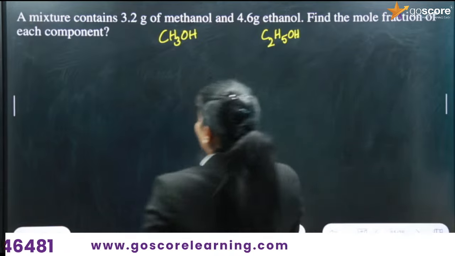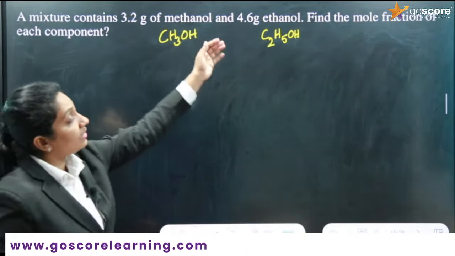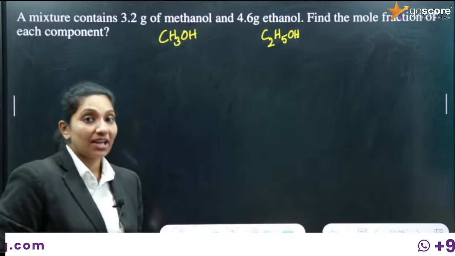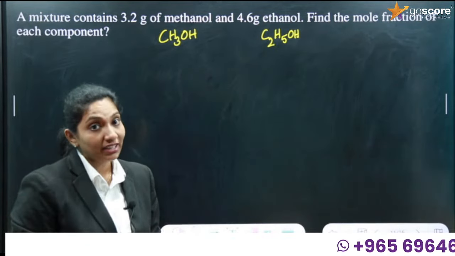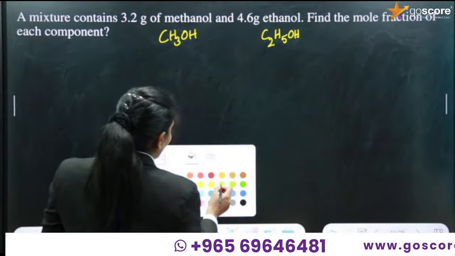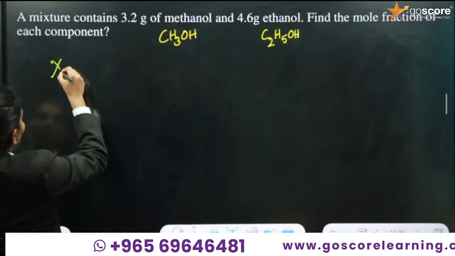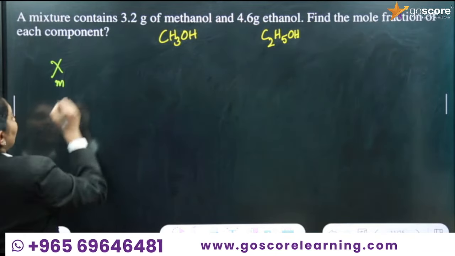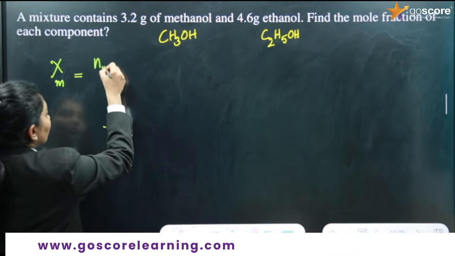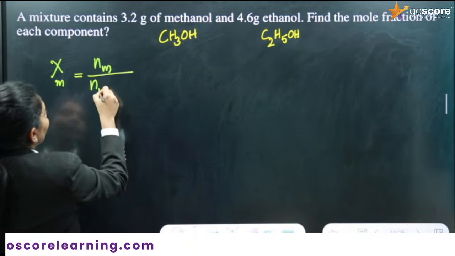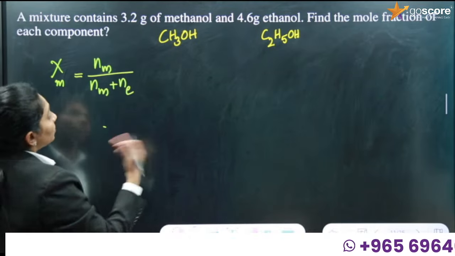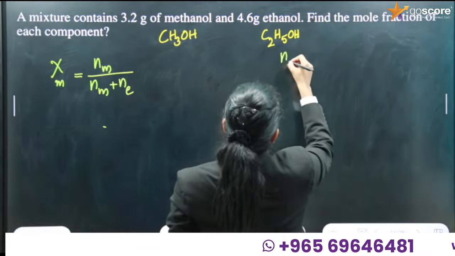Here, the mass of methanol and the mass of ethanol are given. We want to find the molar masses of methanol as well as ethanol, then only we can calculate the number of moles, isn't it? So first we can write the equation for the mole fraction. The mole fraction of methanol, I'm representing with M for methanol, chi M is equal to number of moles of methanol divided by number of moles of methanol plus number of moles of ethanol, right? So first we want to find the number of moles of methanol.